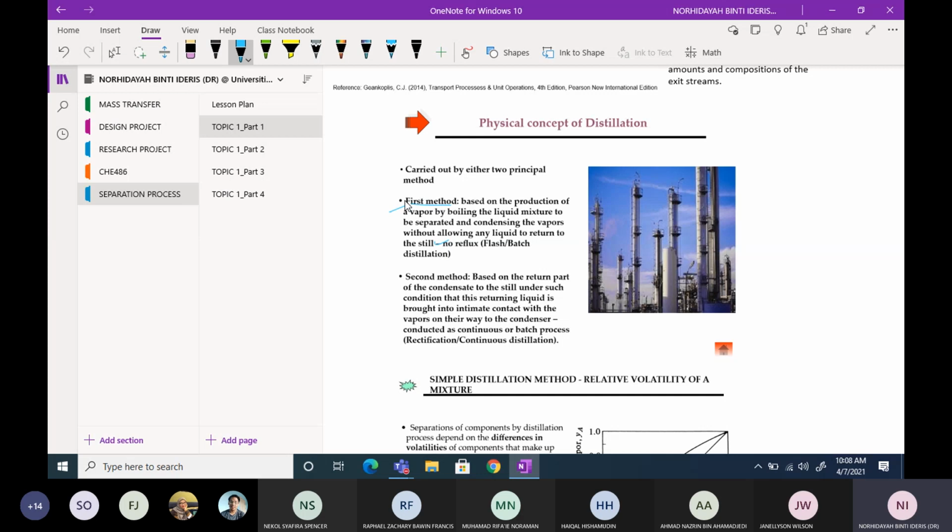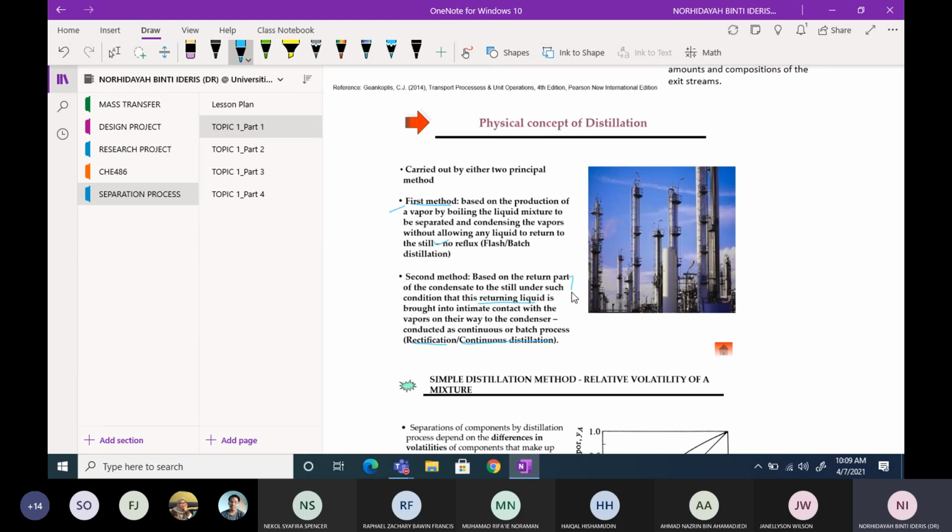However, usually in industry, what we always use is what we call continuous distillation, or in other words, rectification. In this type of distillation column, we usually install the condenser at the top of the column, and a reboiler at the bottom, so that there is a returning liquid back to the column.